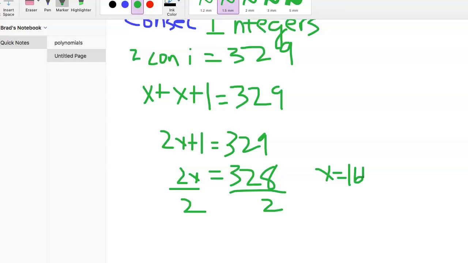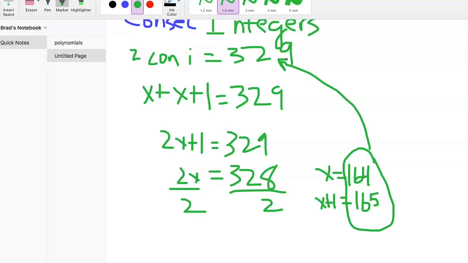Okay, but we're not done. We found x, but we also have to include that next integer, right? Because it was 2 consecutive integers. So x plus 1 is 165. Okay, so there's what we think our answer is. And if then we want to add these two up and make sure that it equals 329. So 164 plus 165 works out just great, equals 329. Okay, so that's the math way to solve this.